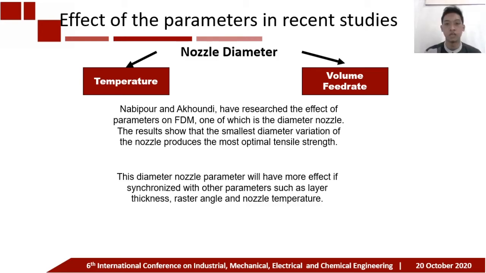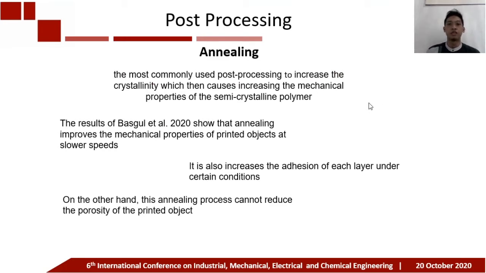Before and Akondi have researched the effect of parameters on FDM, one of which is the nozzle diameter. The results show that the smallest nozzle diameter variation produces the most optimal tensile strength. This nozzle diameter parameter will have more effect if synchronized with other parameters such as layer thickness, raster angle, and nozzle temperature. Then we enter the next part about post-processing.